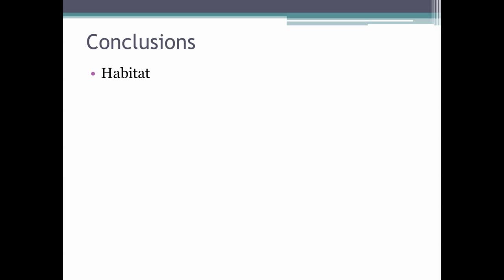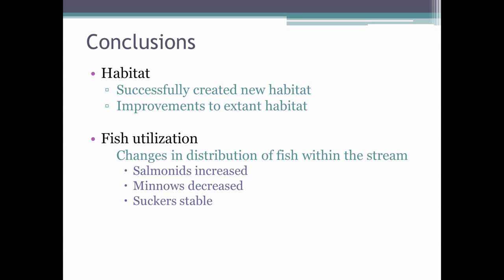So in general, what are my conclusions? Well, in terms of habitat, we successfully saw creation of new habitat. Using our standard measures under those definitions, we got improvements to extant habitat, and we had new pools created, so we definitely saw creation of salmonid-based habitat. In terms of the fish utilization, we can positively say that we saw changes in distribution of fish within the stream. Generally, the salmonids increased, the minnows decreased, and the suckers remained stable. The overall population of trout was more or less stable as well. So that's generally what we can say were our general trends and conclusions there.